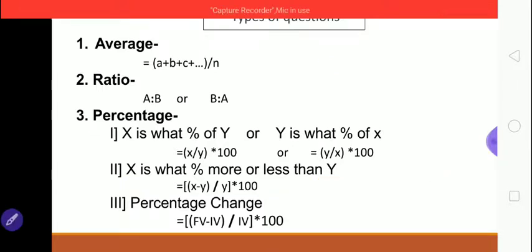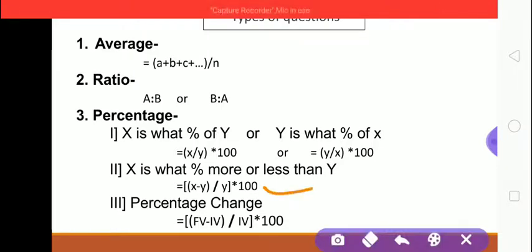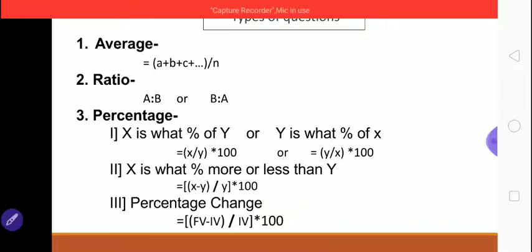X is 20% less than y. Therefore, for both the cases, you have to use the same formula, that is (x minus y) divided by y into 100. That may be plus percentage or minus percentage, that you can conclude by the sign, whether it is plus sign or minus sign. So problem based on this formula will also be there.